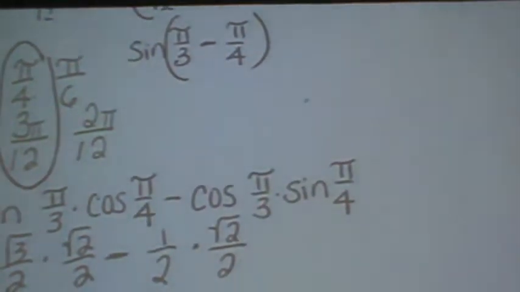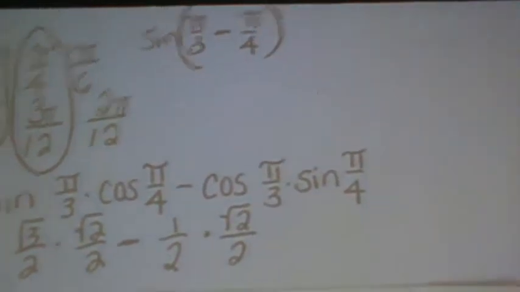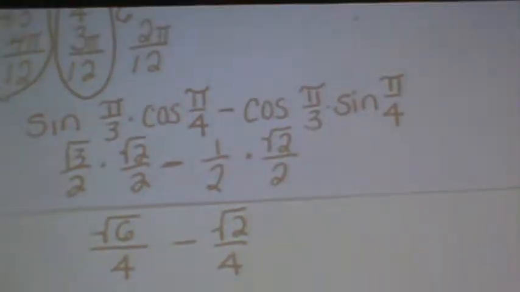So now, you are asked to simplify this. How would you simplify it? Well, how do you multiply these? What is root 3 times root 2? That would be root 6 over 4. Minus 1 times root 2 would be root 2 over 4. And now we're going to put these together. This would be root 6 minus root 2 all over 4. That is an exact answer.